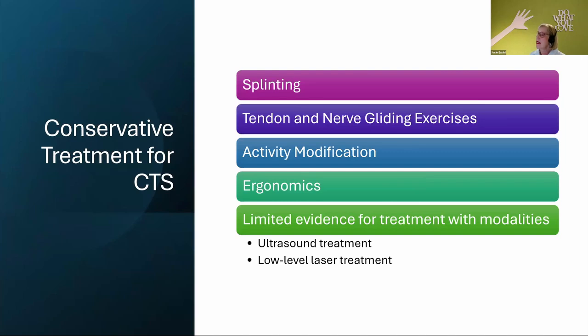And when I say limited evidence, it's not only limited, it's quite weak. So if you have priorities in terms of treating this, go for the splinting, go for the nerve gliding, the activity modification. Don't waste your time on things like ultrasound and low-level laser treatment or shockwave therapy. Patients find that very attractive, but it does not have a strong evidence base for effectiveness.